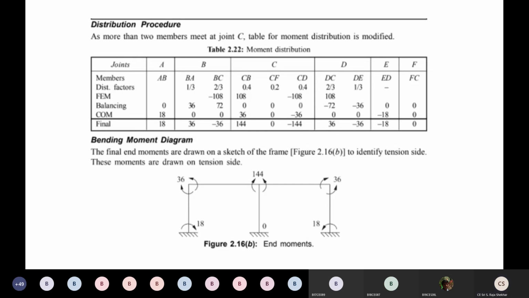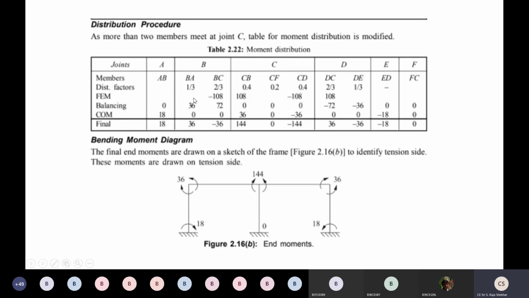Okay. Now we have to see the fixed end moments. We need to write fixed end moments. If you see the BA member at joint B, the fixed end moment is 0. For member AB, the fixed end moment is 0.